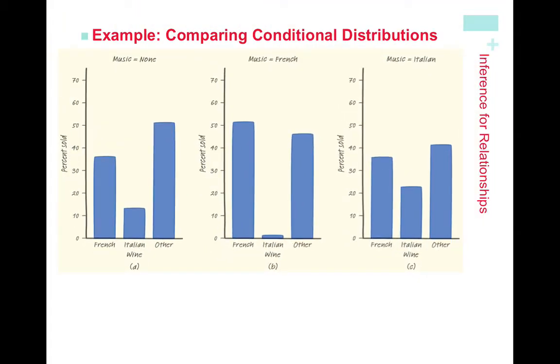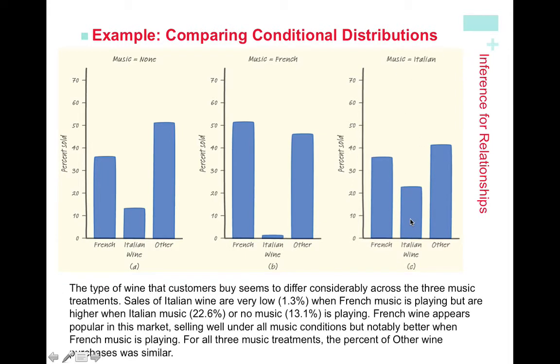And we can look at graphs here. We can get an idea of a lot of different things. When no music is playing, people are more likely to buy other and French. When French music is playing, there's still French and other. And finally, when you're playing Italian music, some of that Italian wine shows up a little bit more. And so you can make some conclusions here about that.